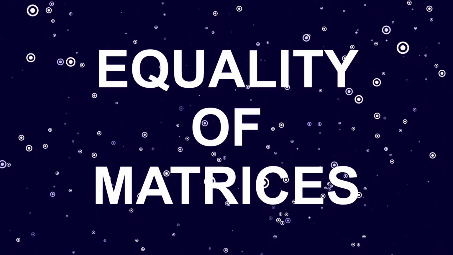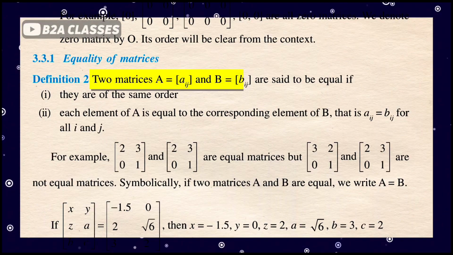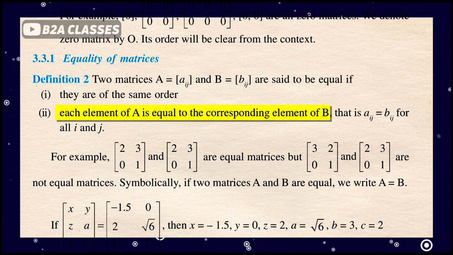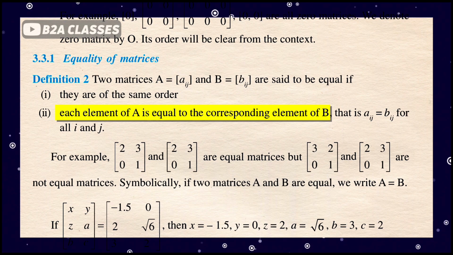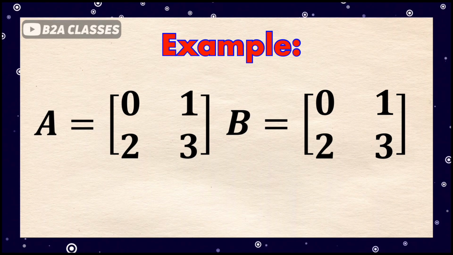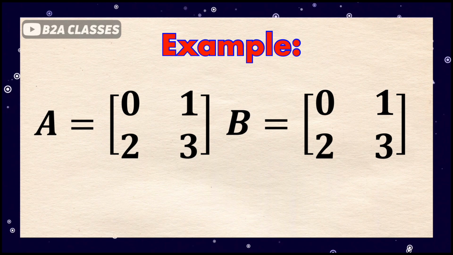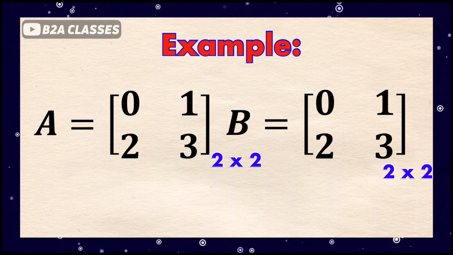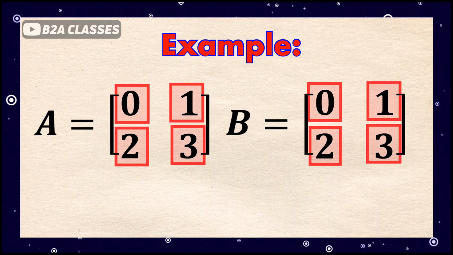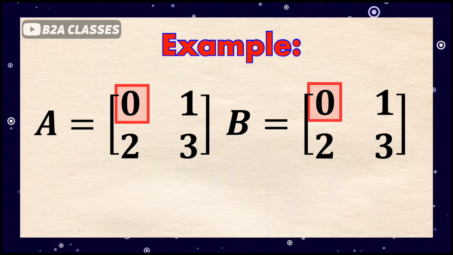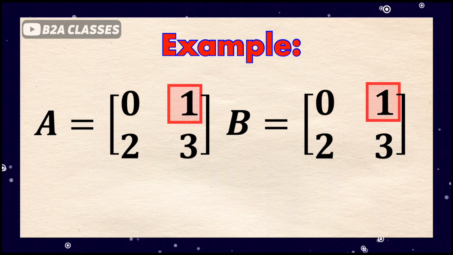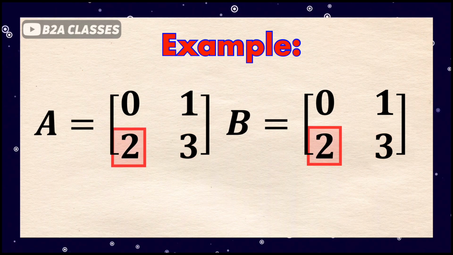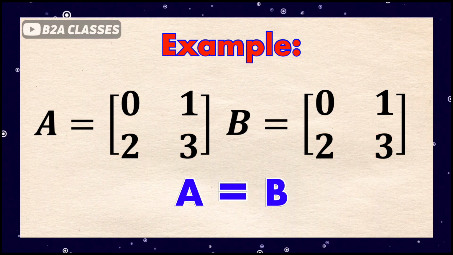Now we will move on to the next topic, equality of matrices. Two matrices are said to be equal if their orders are same and corresponding elements of both the matrices are equal. For example, you can compare the order and elements of matrix A and matrix B. On comparing, you can note that the order of matrix A and B is 2 by 2 and their corresponding elements are also equal, which means the first elements of matrix A and B are same. Similarly, you can check the other elements which are same in our case. Therefore, matrix A and matrix B are equal matrices.